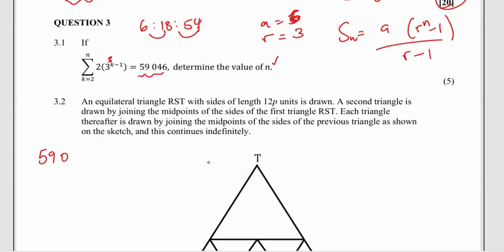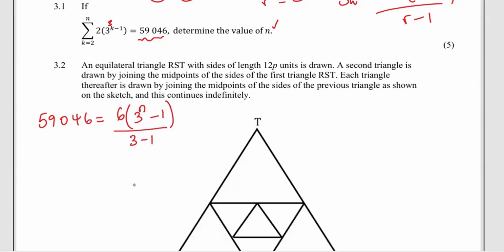59046 is equal to my first term, which is 6, times the common ratio, which is 3 to the n, minus 1, over 3 minus 1. So when I subtract, 3 minus 1 is 2, and 6 divided by 2, I'm going to get 3. Then I'm going to have 59046 is equal to 3 into 3 to the n minus 1. Let me divide both sides by 3 to make life easy for me.